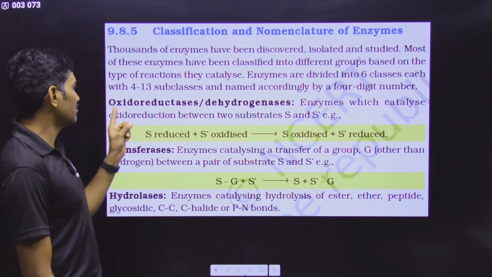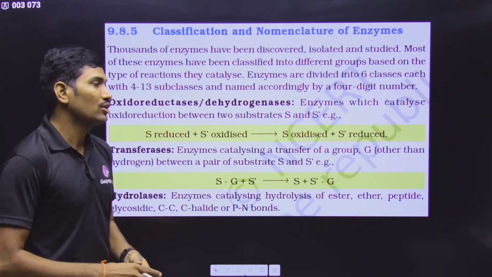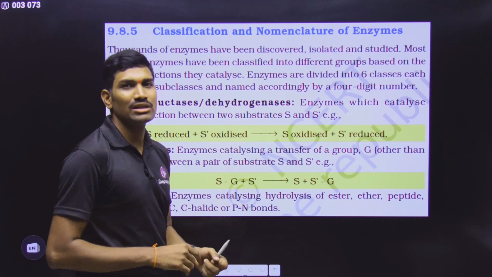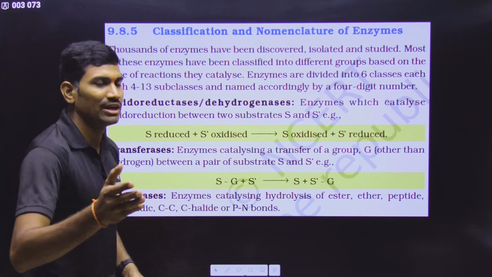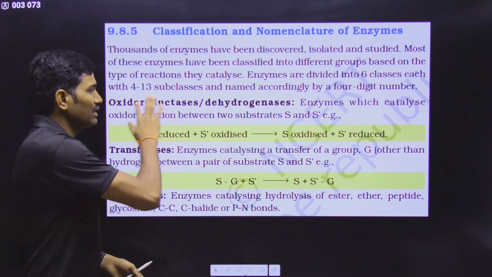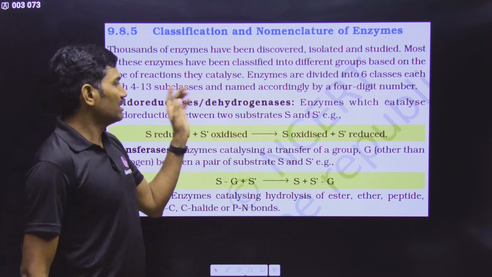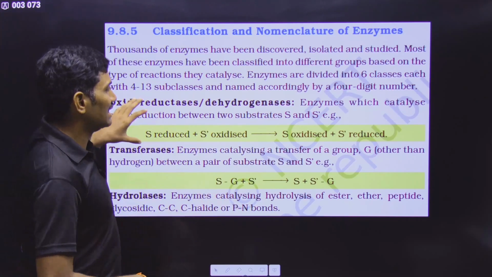Class number 1. Class number 1 is oxidoreductases. Oxidation reactions will occur. Not only this, dehydrogenase. What is dehydrogenation? De means removal. Removal of hydrogen. Removal of hydrogen means it is oxidation. So again oxidation reduction only. So in this way, any of this name you can use it. So here what happens? Oxidation process, reduction process.